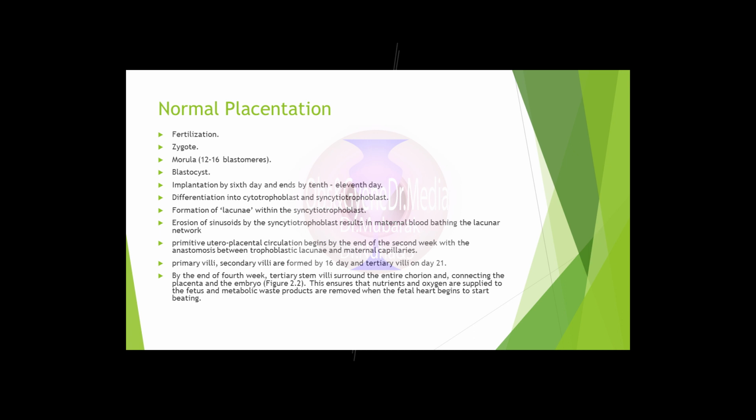and nutrients. Thus, a primitive uteroplacental circulation begins by the end of the second week with the anastomosis between trophoblastic lacunae and maternal capillaries. These cellular changes, together with an increase in endometrial vascularization, are known as decidual reaction. It commences at the implantation site and spreads throughout the entire endometrium within a few days, and this newly formed layer is called the decidua. As the trophoblast continues to invade more and more sinusoids, maternal blood begins to flow through the trophoblastic system.